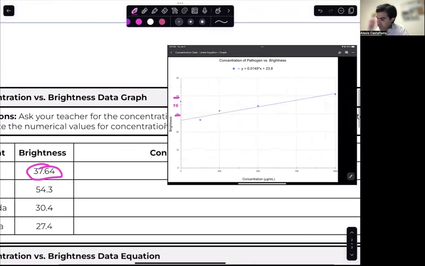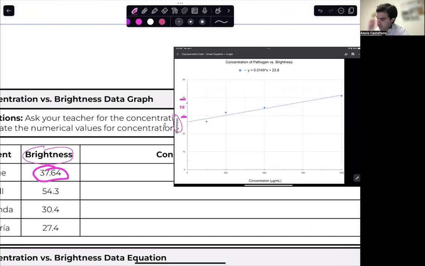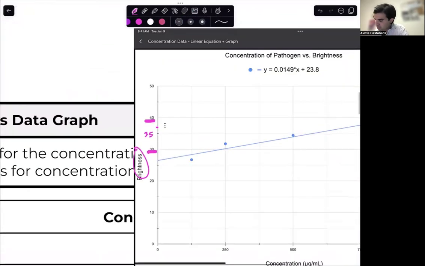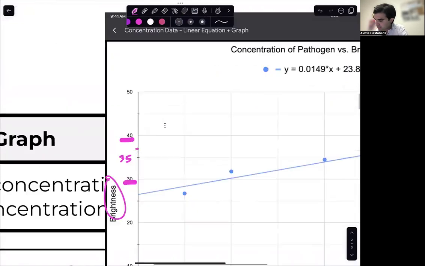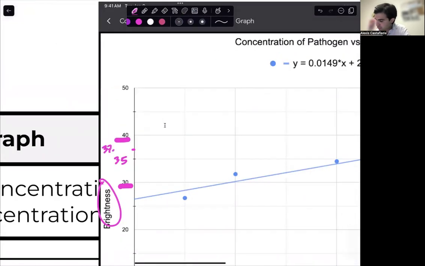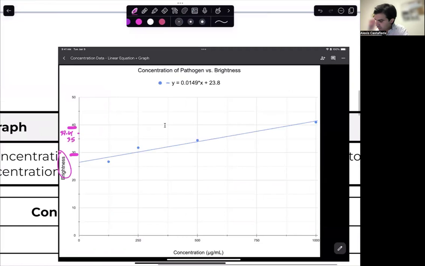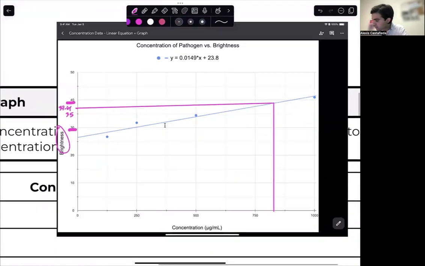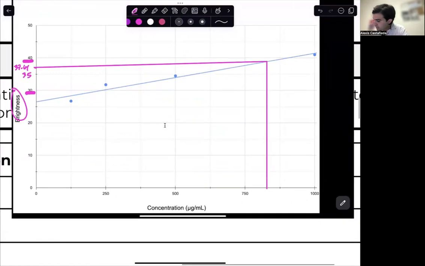We're looking at brightness. So at 35, I'm going to say that this is approximately 37.64. Again, this is just an estimate. I'm going to draw a line from here all the way to the line itself. Then from there, go all the way down onto the x-axis and see where it falls. So this here is 750. This here is 1,000. So the number between these two is about, let's see, 875. This is 875 right here.